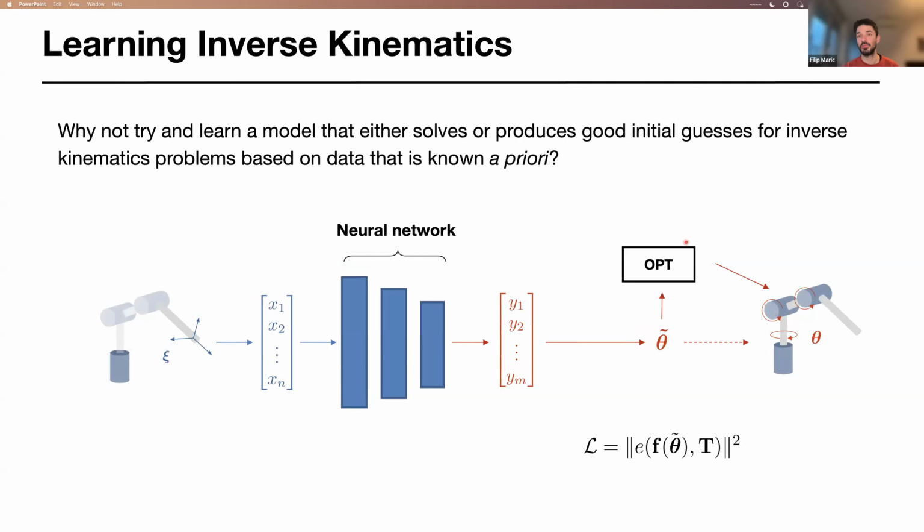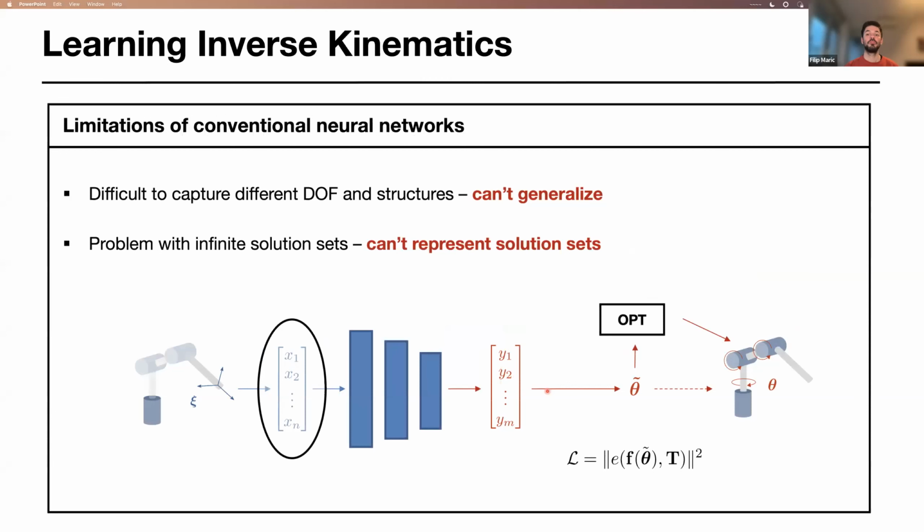The resulting configuration could either be used as an initialization for an optimization algorithm, or as a solution directly. Unfortunately, the fixed input and output shapes, as well as the fixed ordering of the features in these vectors, limit their generalization capacity, which means basically that these models can only learn solutions for one particular robot. So you train them for one specific robot. And the single input-output nature of standard supervised learning makes capturing entire solution sets infeasible. So these are the two limitations that one observes when thinking about deep learning for inverse kinematics.